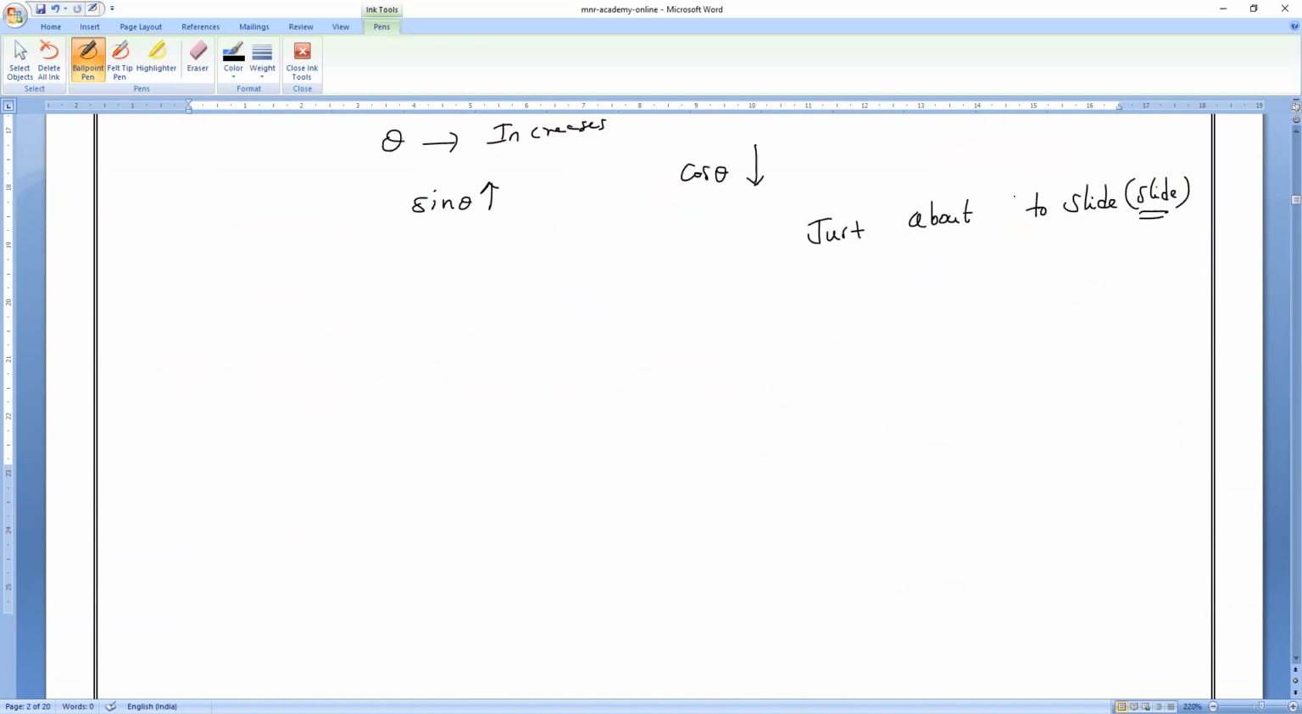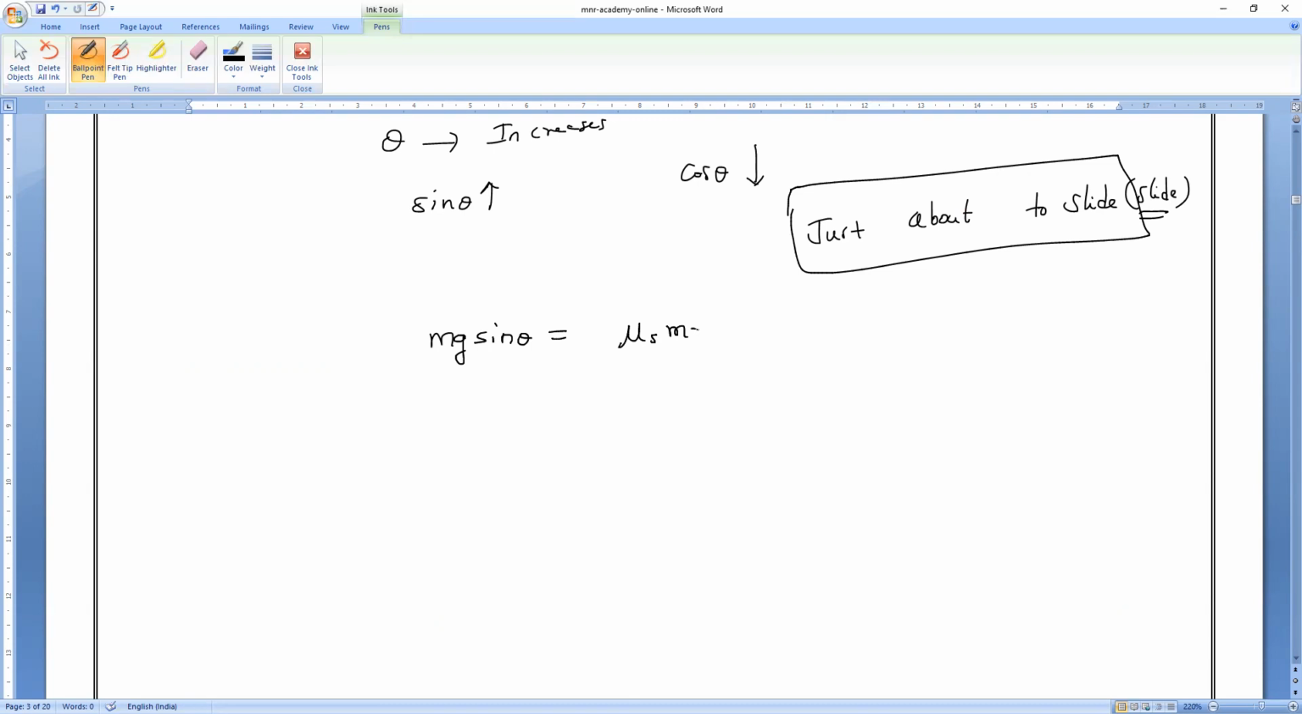So theta keeps on increasing, until at a certain situation the body is just about to slide. By that time, mg sin theta is equal to mu s mg cos theta. So mg will get cancelled. So sin theta is equal to mu s cos theta. From that, mu s is equal to sin by cos, and sin by cos is equal to tan theta.